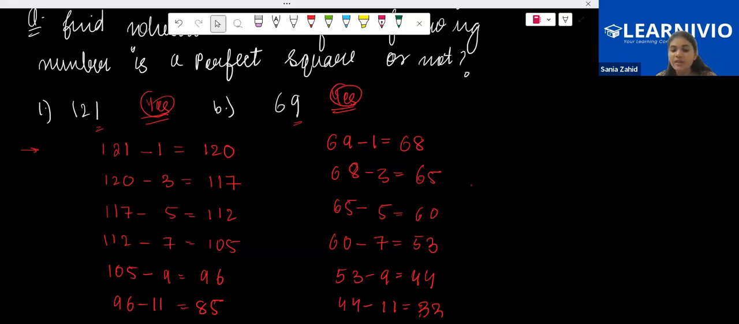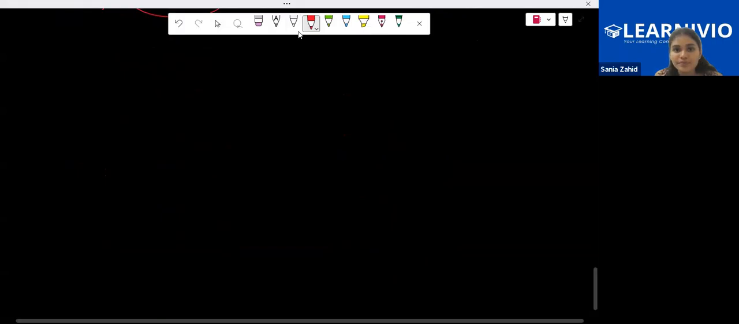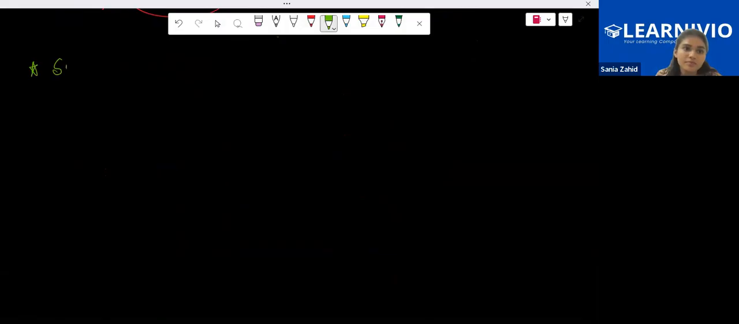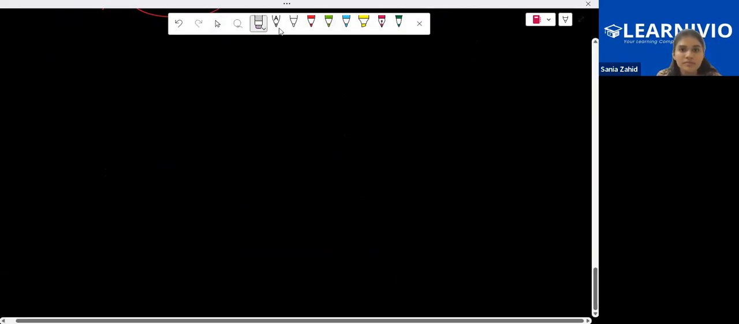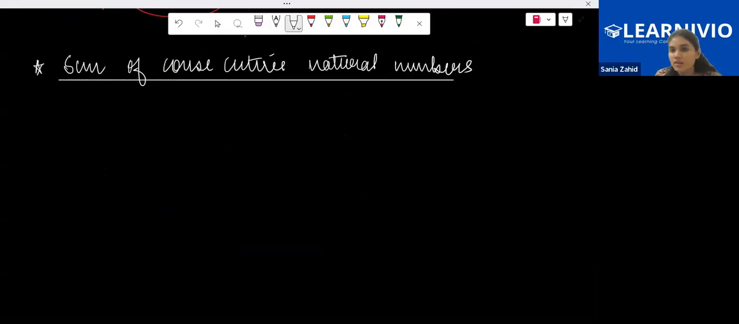Sum of consecutive natural numbers. Let's suppose you have 3 square. This is our third pattern. Now what is 3 square equal to? It is equal to 9. Now can I express 9 as a sum of any 2 consecutive numbers?